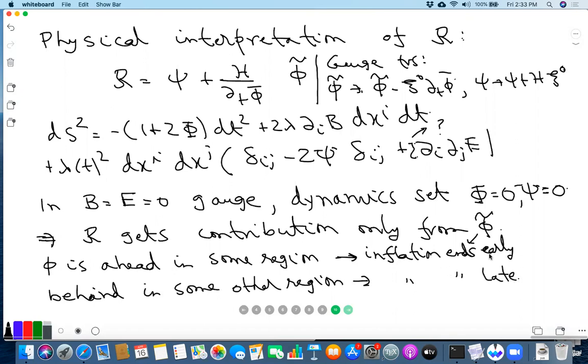If inflation ends early, then the temperature starts dropping early in these regions. Right? Because once the inflation ends, you have this whole process of converting energy density to radiation, by this reheating process, and then the temperature starts falling by the expansion. So here, T starts falling early. Here, it starts falling late.